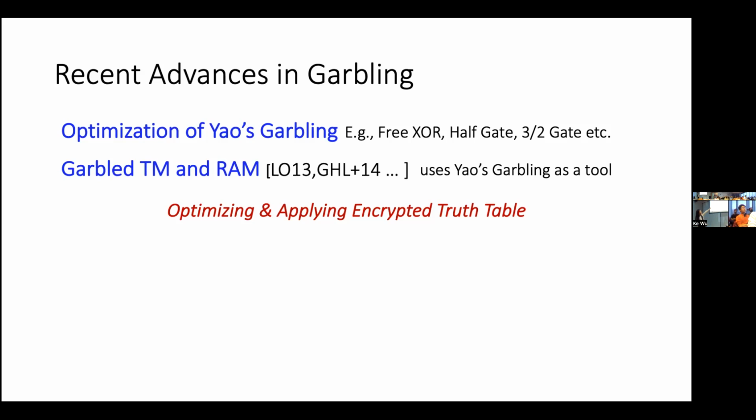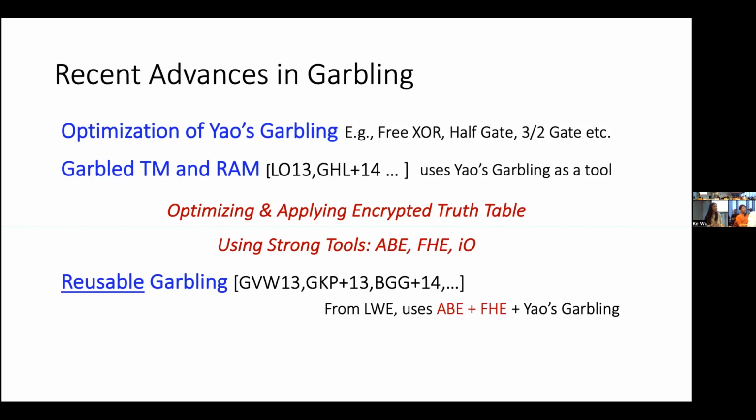We can also apply Yao's garbled circuit to garble Turing machines and run computation. This is basically encrypted truth table on steroids, right? On the other hand, we do have advances in much more complex and fancy tools in crypto, and using them, we can get really fancy properties of garbling. For example, we can have reusable garbling using ABE and fully homomorphic encryption techniques. What it says is that now I can garble a circuit once, create this complicated circuit once, and I can encode multiple inputs while reusing the same garbled circuit.